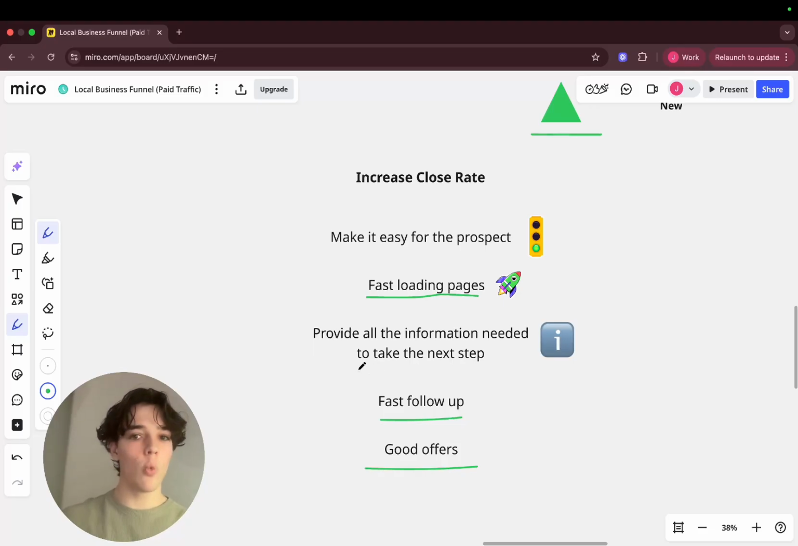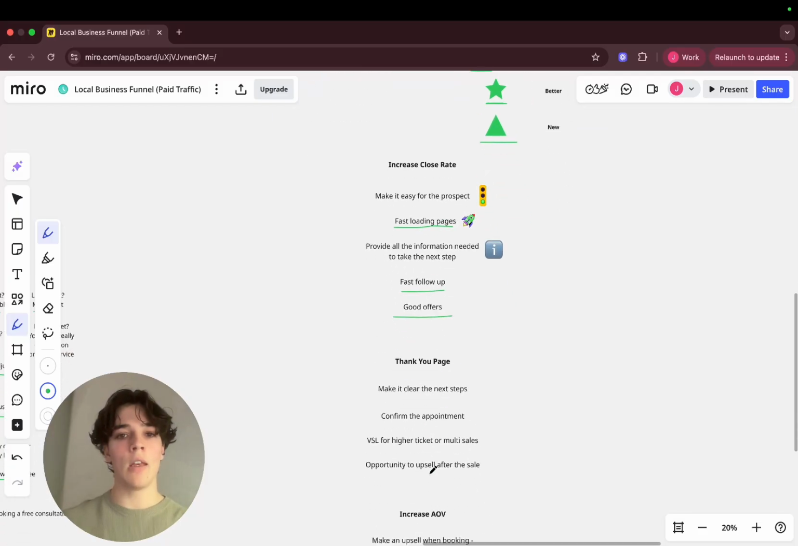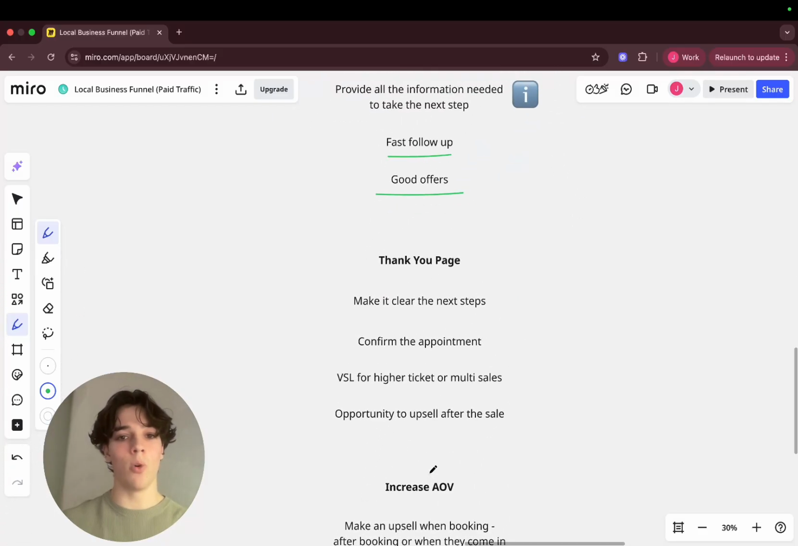And if you were doing some sort of manual follow-up, make sure it is fast. So if you're doing something as simple as just having a lead form on a landing page, you need to be following up as quick as possible because that will just increase close rate. As simple as that. And good offers. Like if you're sending people to a landing page that just has a terrible offer, then you won't convert people as often, obviously. And then a thank you page is very, very important.